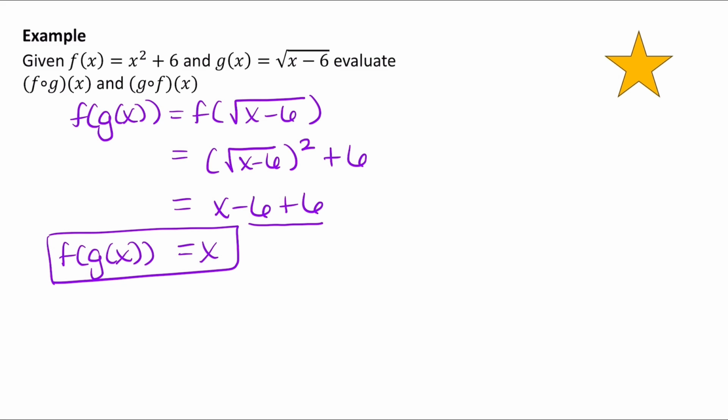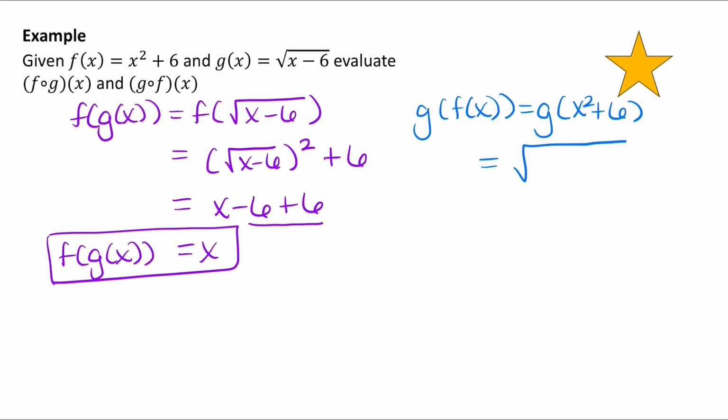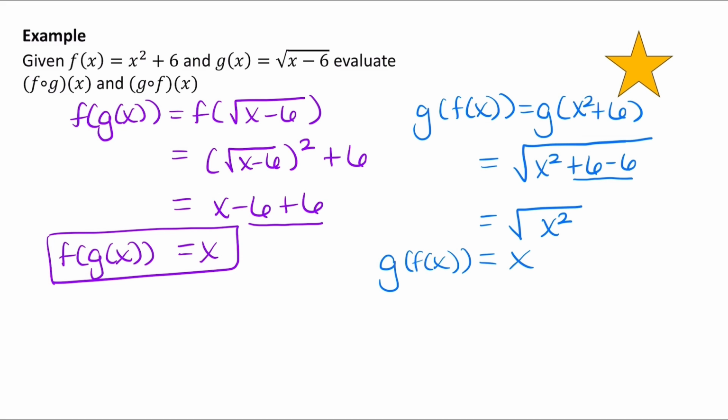Now let's do the other half of this problem. Let's figure out g of f of x. So g of f of x is going to look like g of x squared plus 6. So I'm going to go to g, which is the square root of x minus 6, and instead of x, I'm going to plug in x squared plus 6. So I have x squared plus 6 minus 6, all under my square root. Well, plus 6 and minus 6 are going to make 0, so this is basically x squared plus 0. So I'm just going to leave that as x squared. So now I'm taking the square root of x squared. Well, remember the square root and squaring something are opposite operations, so that's just going to be x. So that tells me that g of f of x is equal to x.